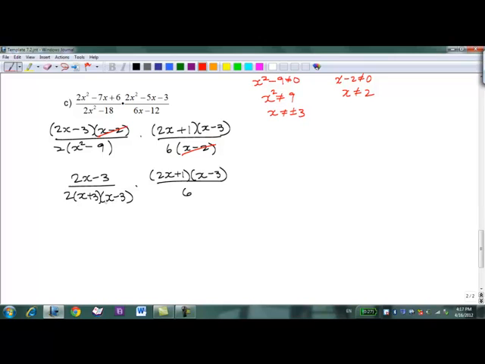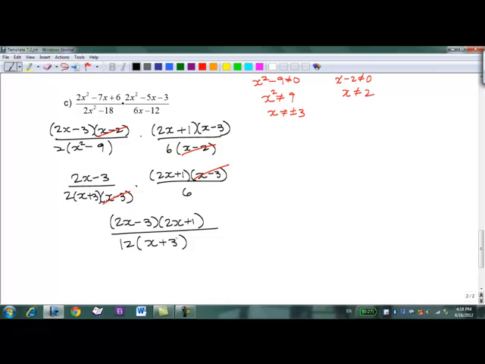What other canceling can occur? The x minus 3s can certainly cancel. 2x minus 3 in the numerator, I don't see that anywhere else. 2 in the denominator. You know what? There's not too much other cancellation that's going to go on here. We're just going to leave it nicely factored: 2x minus 3 times 2x plus 1 over 12 times x plus 3.